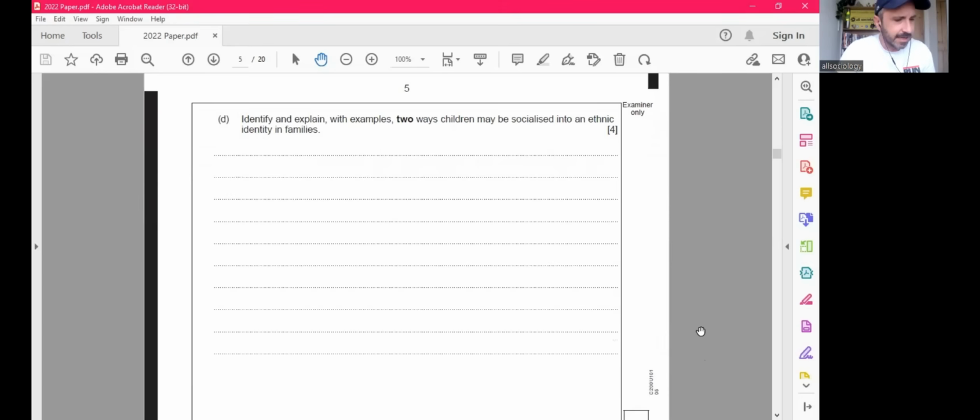Right, okay. We're now on to one that I think could potentially be a bit of a tricky question. Now, I went through beforehand and I had a bit of a think about how you could answer these. So I've made a couple of notes of this. Now, the question is identify and explain with examples. So you must give examples, 2 ways in which children might be socialized into an ethnic identity in their families. So this is a tricky one.